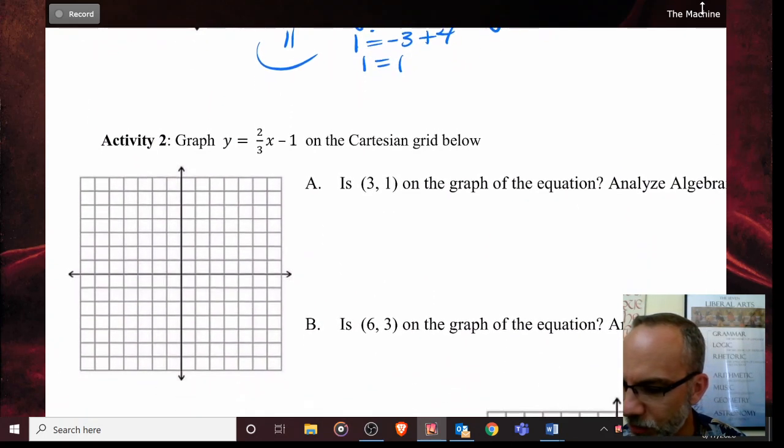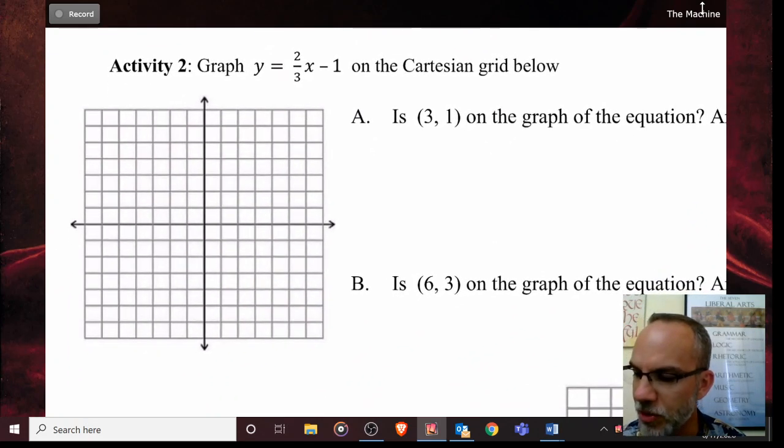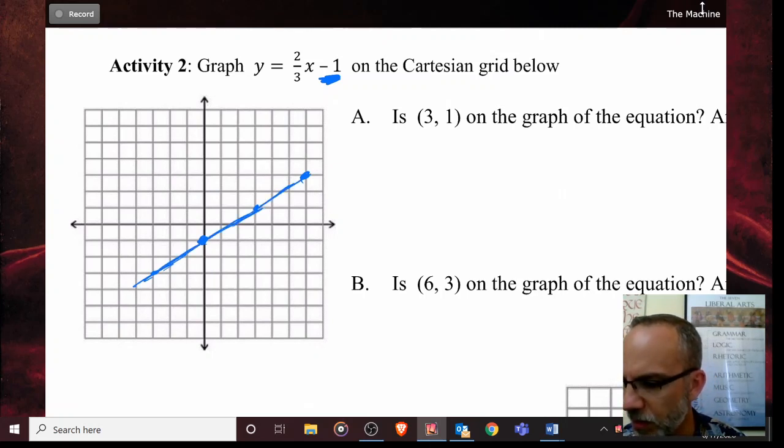Okay. Now, next one. Graph y is equal to 2/3 x minus 1 on the Cartesian grid below. All right. So again, I'm going to take my y-intercept first, negative 1. And then I'm going to go up 2, right 3. So up 1, 2, right 1, 2, 3. Up 2, right 1, 2, 3. And then maybe down from the y-intercept, go down 2, left 3. And then I get this line right here. All you need is 2 points to graph it, but I want to be precise. And so it looks like that.